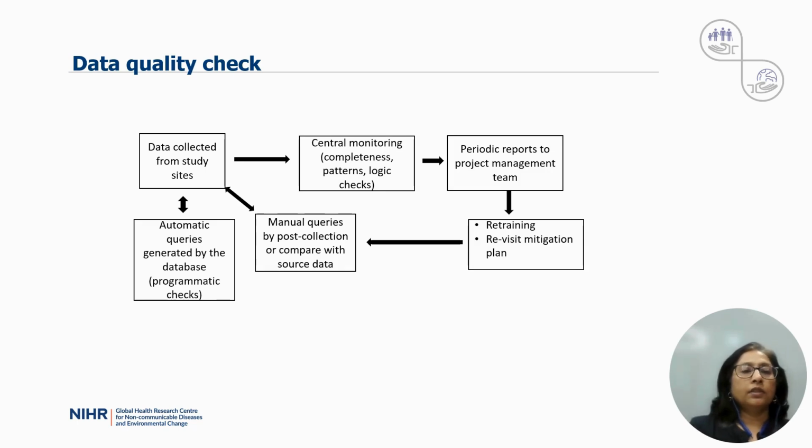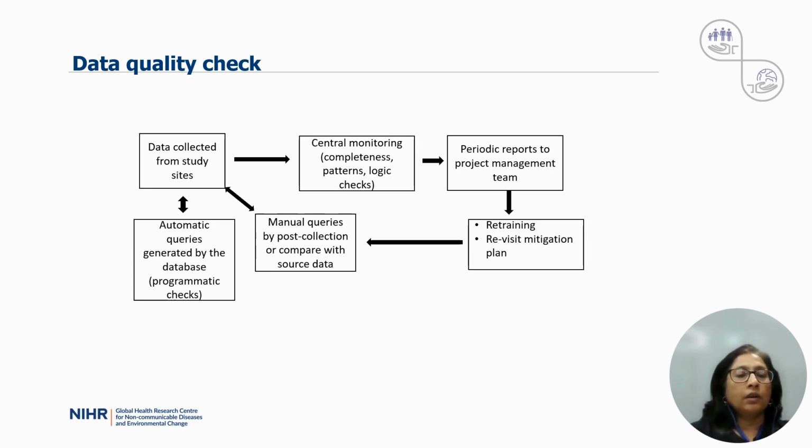Now, what do you do after? So how do we summarize it in a small path? This diagram, I've just taken as an example here. Let us say the data is being collected from study sites. You are entering it into a database. We're not bothering whether it is done on paper or otherwise, but it is being entered. And you have automatic queries which are generated by the database. And these are called programmatic checks. So you can see a double arrow between the automatic checks and the data collected from the sites.